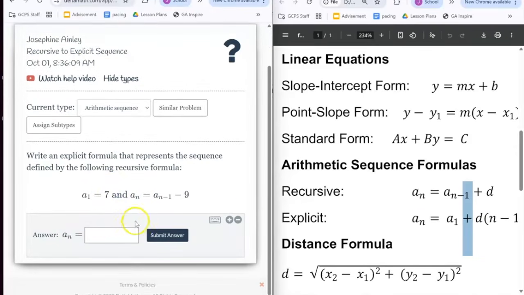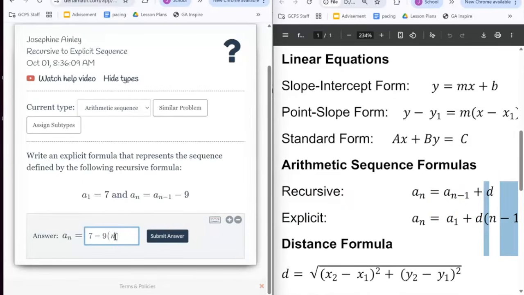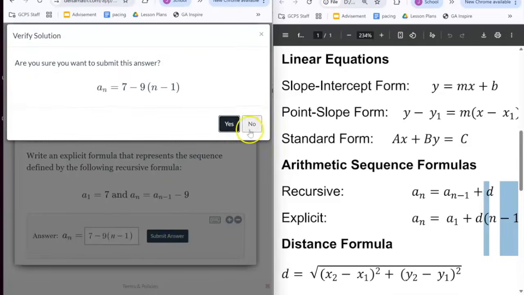All right, so again, a sub n equals the first term. What's the first term? It tells you the first term is 7. Then next is plus d. What's the common difference? From the recursive, you can see plus d is after the term before. So here's the term before. So the plus d is -9. And then after d, you have n minus 1 in parentheses. So after d, I have n minus 1. So all we're doing is going from one formula to the other.